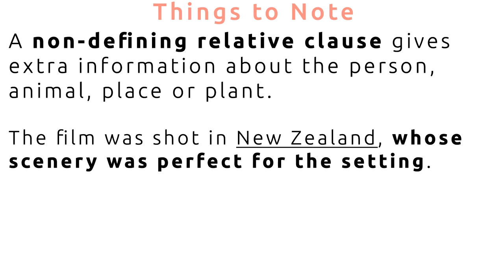Notice in this example, if we omitted the non-defining relative clause, the sentence would be perfectly understandable. We would just say, the film was shot in New Zealand. The non-defining relative clause simply adds extra information. This is optional. As such, we add a comma just before the non-defining relative clause.